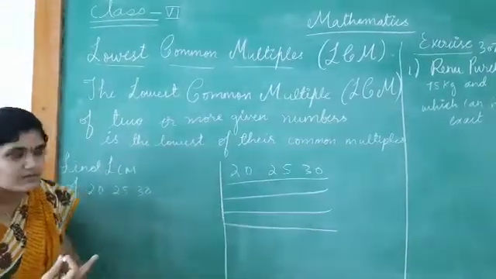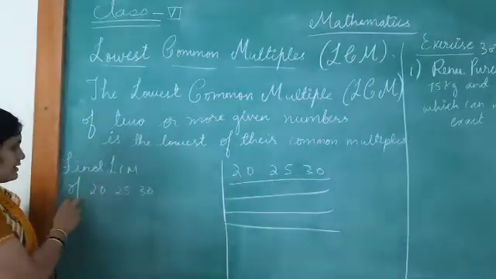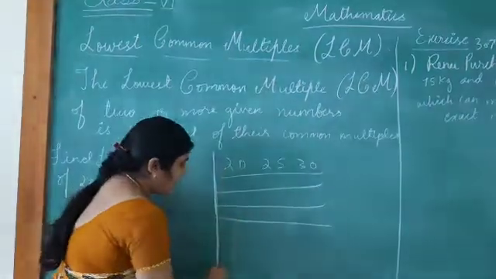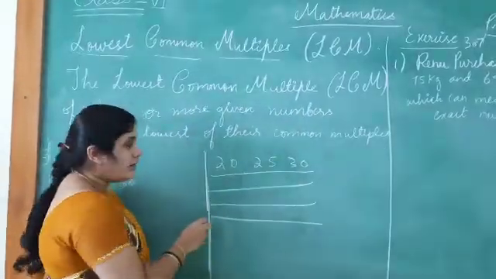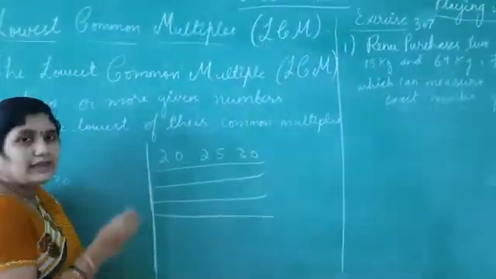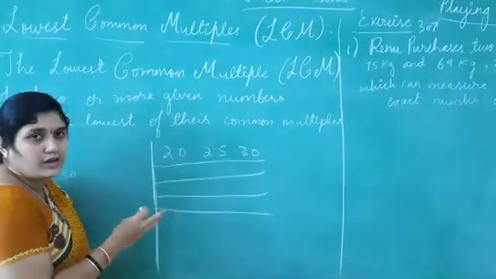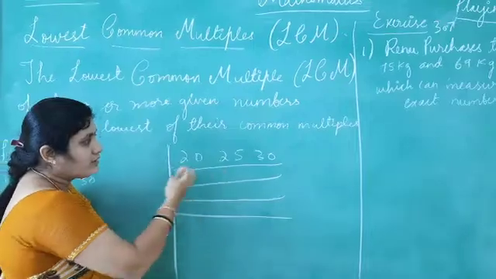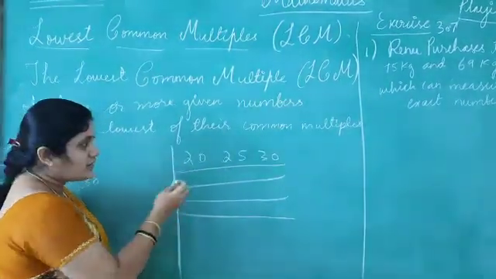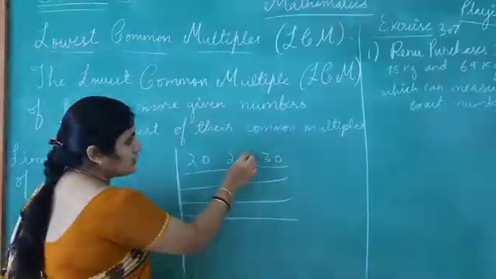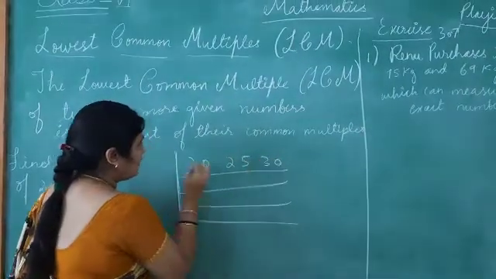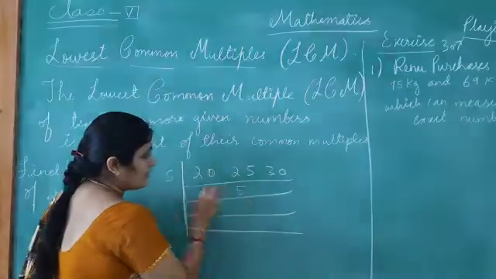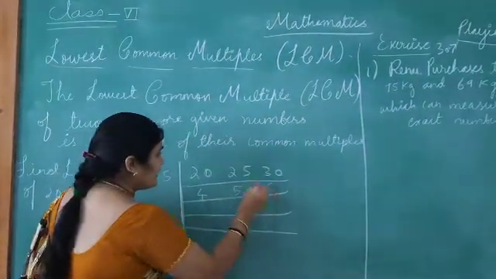Let me illustrate this with an example. Find the LCM of 20, 25 and 30. Now write 20, 25 and 30 together. First, choose any number which divides all three, or else if not possible, you can take any number which divides one or two numbers. Here, because these numbers end with 0 or 5, we can take 5. 5 4s are 20, 5 5s are 25, 5 6s are 30.